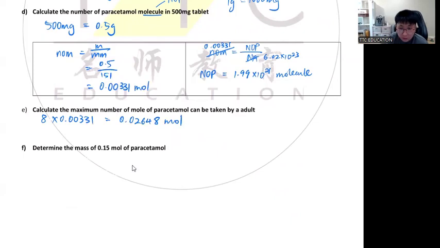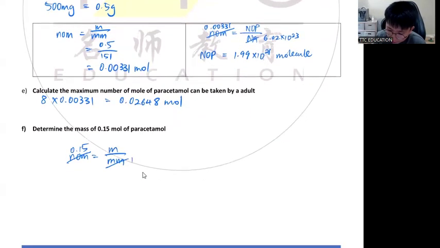Determine the mass of 0.15 mole. Guys, number of mole equals mass over molar mass. Mass is the thing you're looking for, and molar mass is 151. So mass is 0.15 multiply 151, which is 22.65 gram. Don't forget the unit gram, guys. It's a mass, so gram.